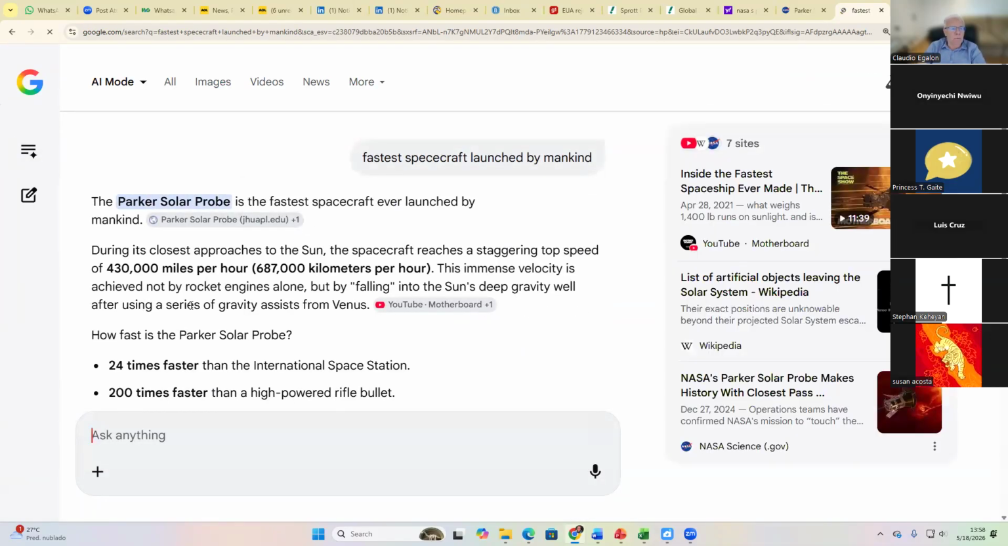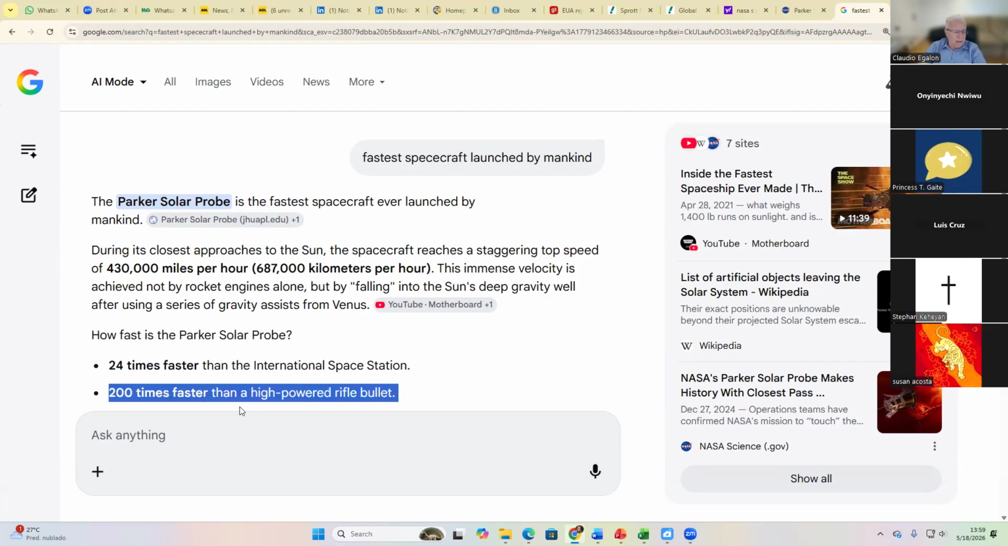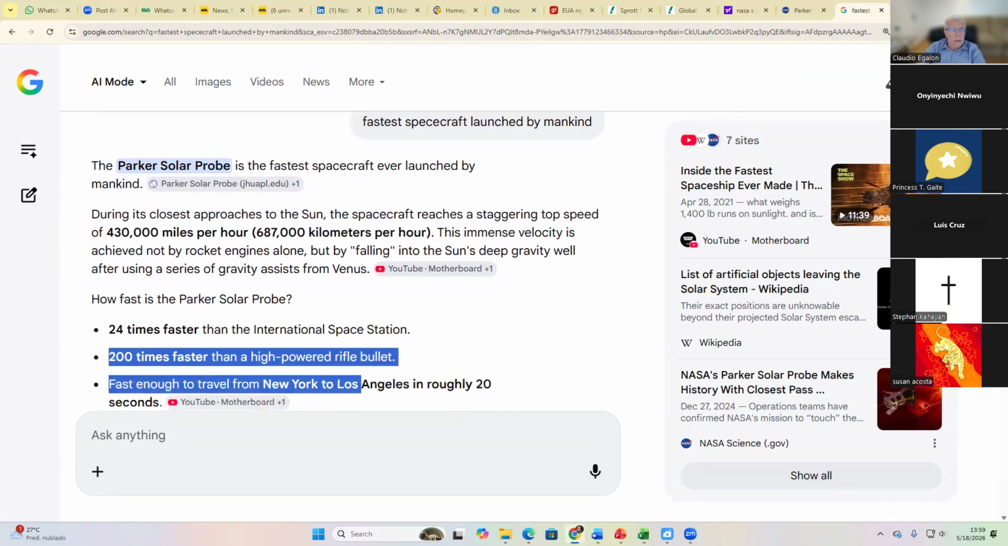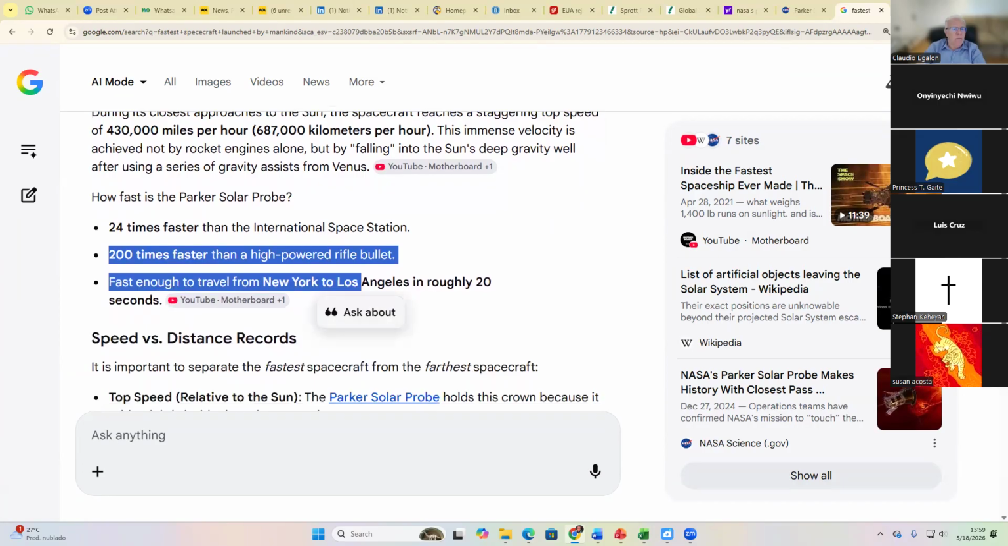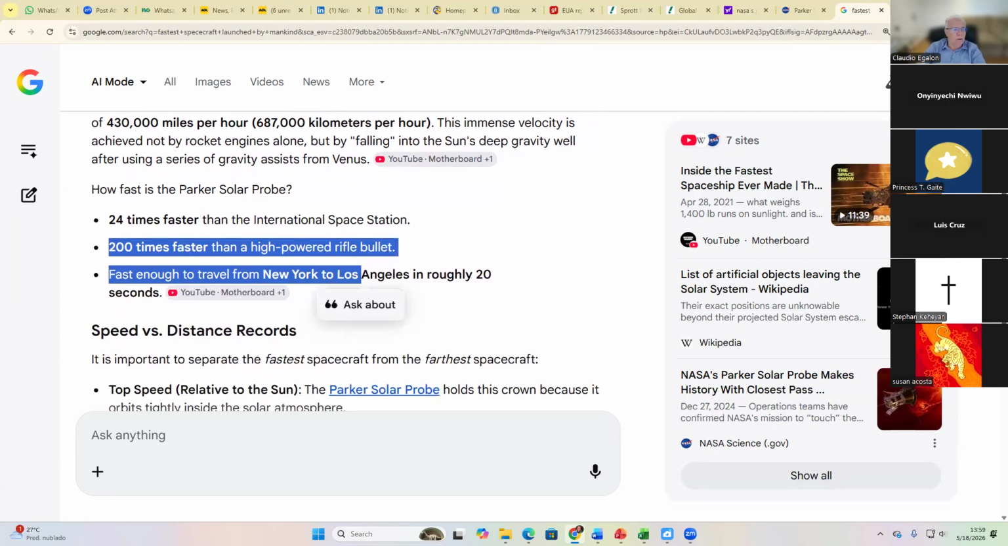Parker Solar Probe. During its closest approach to the sun, the spacecraft reaches a staggering top speed of 430,000 miles per hour, 24 times faster than the International Space Station, 200 times faster than a high-powered rifle bullet. Fast enough to travel from New York to Los Angeles in 20 seconds.